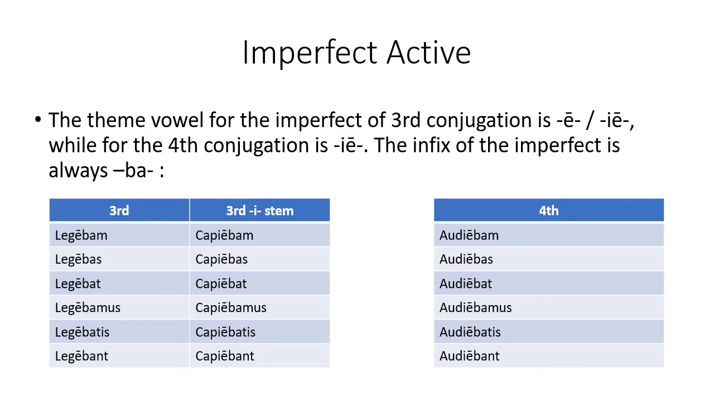As for the imperfect, it is very easy because nothing changes from the first and second conjugation. The theme vowel for the imperfect of third conjugation is long e, and ie for i-stem verbs, while for the fourth conjugation it is ie. The infix of the imperfect is always ba. So if you remember the change of theme vowels, it is fairly easy to form the imperfect because the endings, and also the infix, are the same as in the first and second conjugation.